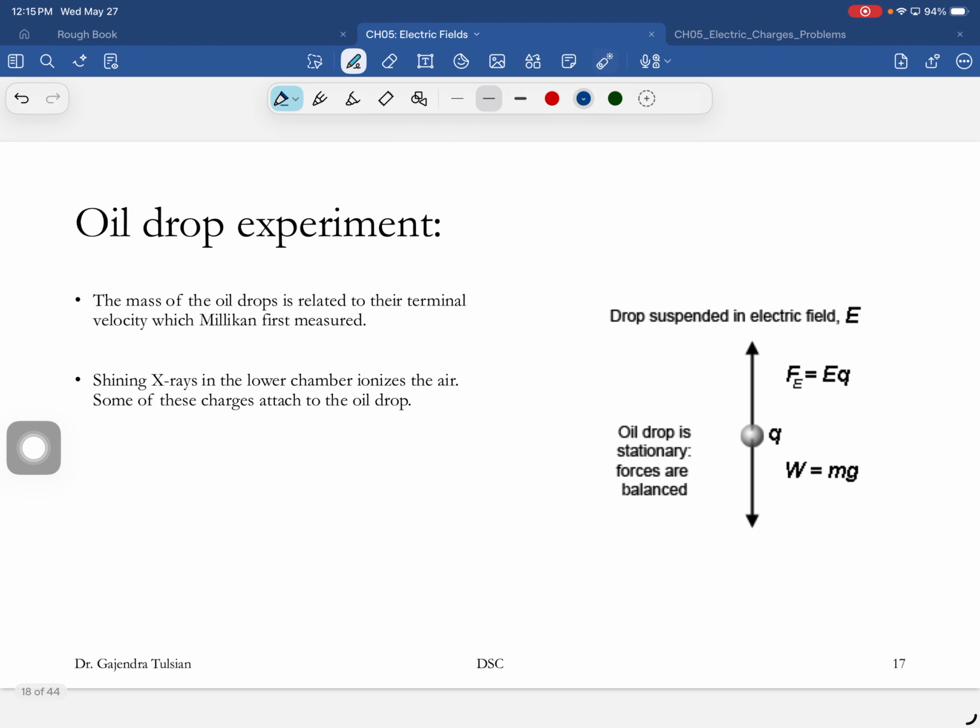So EQ equals mg. He knows this, he knows this, he knows this. He can calculate that.